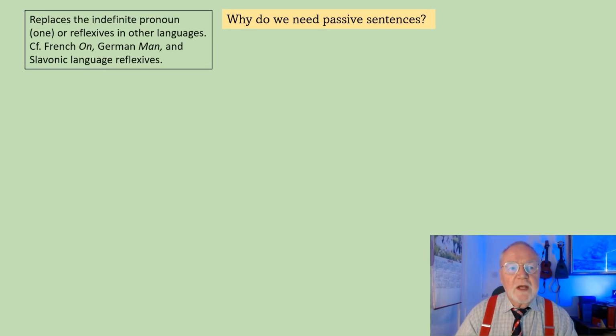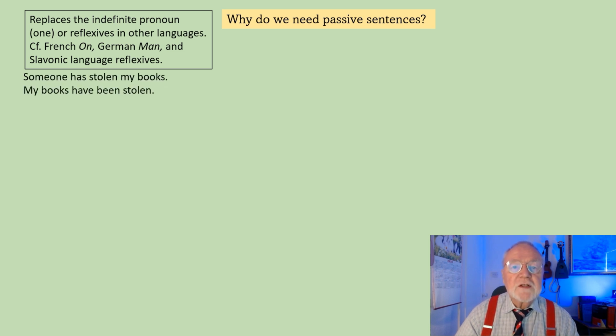Well, we can replace the indefinite pronoun one with a passive sentence and reflexive verbs in other languages. If you know French, you'll be familiar with the on, German man, and in the Slavonic languages, other reflexive verbs. We can replace all these with passive sentences in English. Someone has stolen my books is active. My books have been stolen is passive.